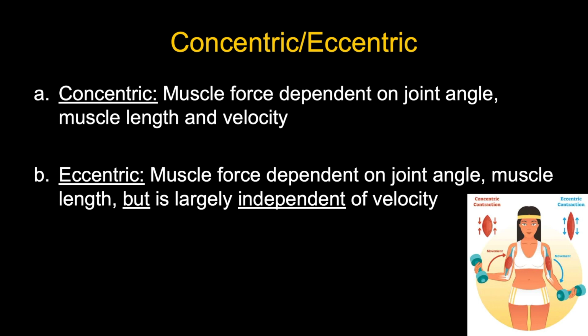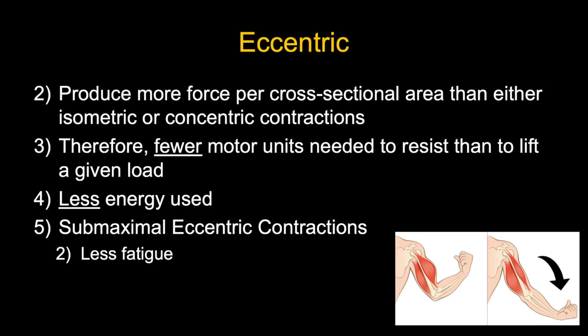In addition, an eccentric contraction is going to produce far more force per cross-sectional area than either an isometric or concentric contraction. If you recall, in an eccentric contraction, 70% of the myosin filaments are bound to the active sites on the actin filament. This results in greater force production per cross-sectional area. Therefore, I'm going to need fewer motor units to produce the same amount of force at any given load. I'm also going to use less ATP as a result of that. At submaximal loads, I'm also going to experience less fatigue.